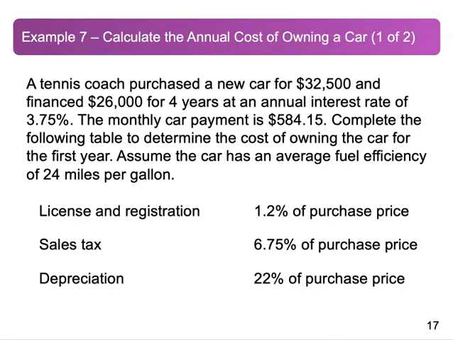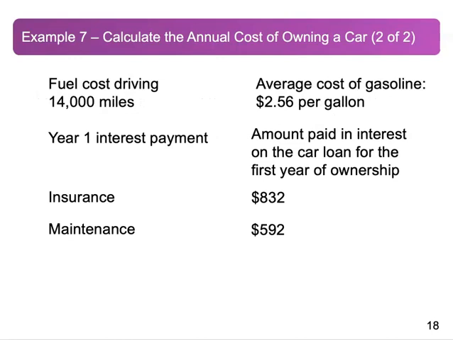$584.15 a month. Now, if we knew that the license and registration was 1.2%, the sales tax was 6.75%, and the depreciation was 22%, we could calculate all of that by taking the car purchase price, that $32,500, and multiply by 0.012, that will be that 1.2%. The 6.75% you would multiply by 0.0675, and the depreciation you'd multiply by 0.22, and you could do those calculations.